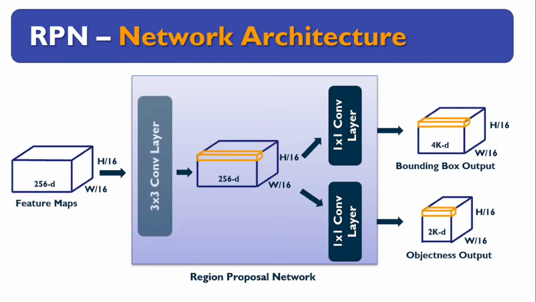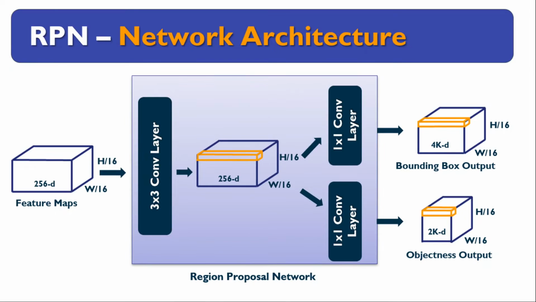Here at first we have a 3x3 conv layer where we have 256 3x3 filters, each having a depth of 256. This gives us 256 dimensional output feature maps as shown here. This is then given to two 1x1 conv layers as shown here, where in the first 1x1 conv layer we have 4k number of 1x1 filters, each having a depth of 256. Whereas in the second 1x1 conv layer we have 2k number of 1x1 filters having a depth of 256, which gives us the outputs shown on the right.